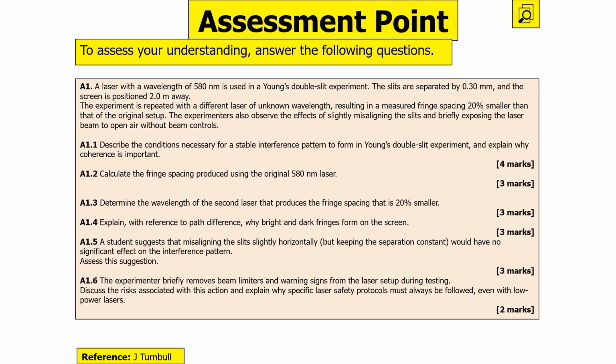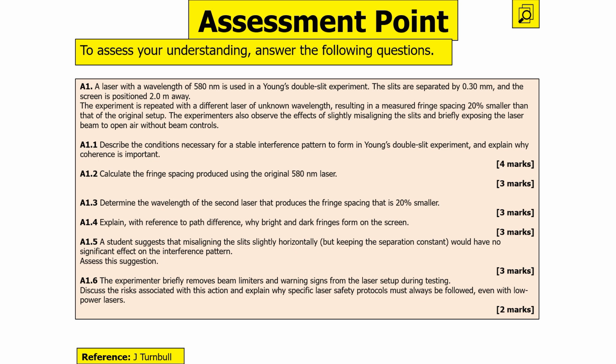The experiment is repeated with a different laser of unknown wavelength, resulting in a measured fringe spacing 20% smaller than that of the original setup. The experimenters also observed the effects of slightly misaligning the slits and briefly exposing the laser beam to open air without beam controls. Describe the conditions needed for a stable interference pattern to form in the Young's double-slit experiment and why coherence is important. Calculate the fringe spacing produced by the original 580 nanometer laser. Determine the wavelength of the second laser that produces the fringe spacing that is 20% smaller.